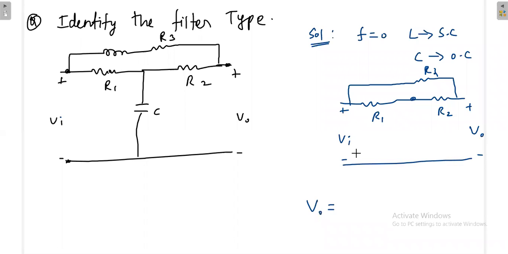Is it 0, or Vi, or Vi with some relation? Any idea? With respect to some input voltage, or only input voltage? Yes, what about others? V naught is equal to Vi also. V naught is equal to Vi.